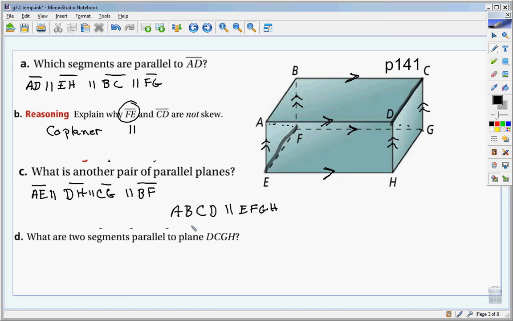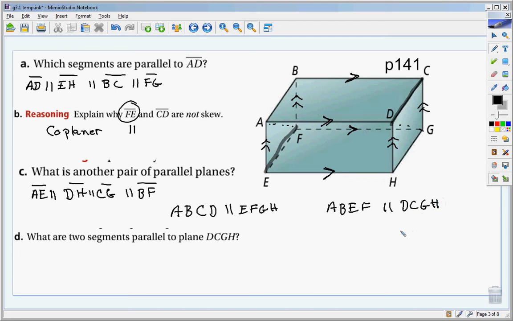By the way, how many points should I really name a plane with? 3. The reason they use 4 here is because this does dead end. It's not a continuing line. So it is in a cube or a rectangular prism, so they're naming it with 4 points. I could use A, B, E, F. Would be parallel to what? D, C, G, H.